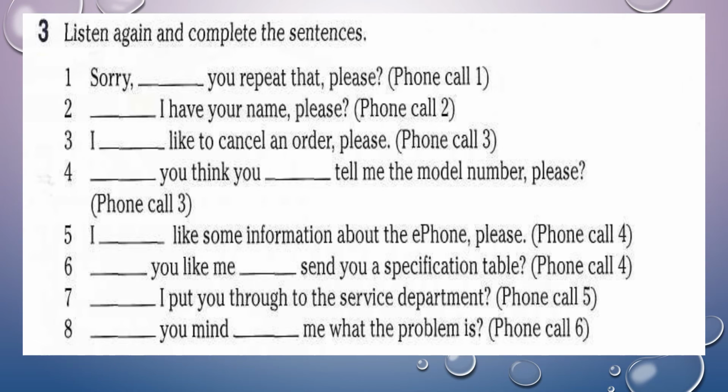Now look at number 1. Sorry, you repeat that, please. This is the phone. Here on the right, you are given the number of the call. The first sentence, you need to fill in the blank here from call number 1. Number 2 from call number 2. Number 3 from call number 3. Number 4 again from call number 3. Sentence number 5 from call number 4, as you see. Number 6, call number 4. 7, call 5. And 8 from call number 6. Please give yourself enough time.